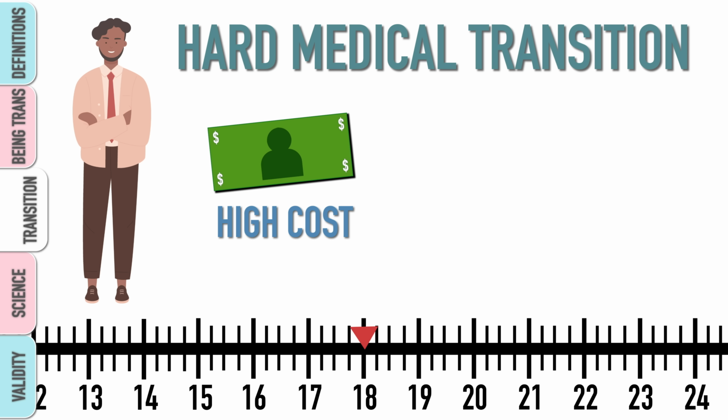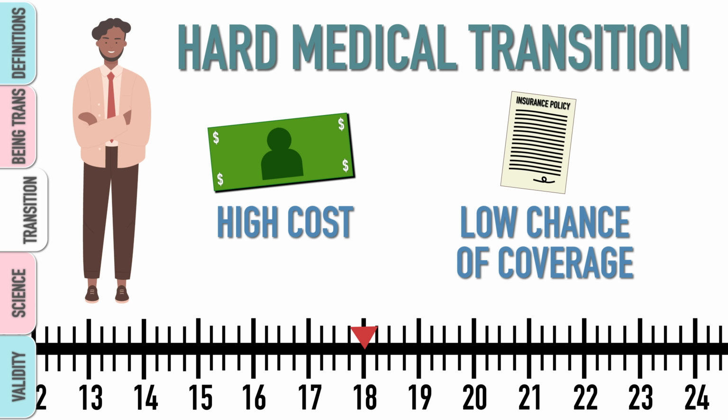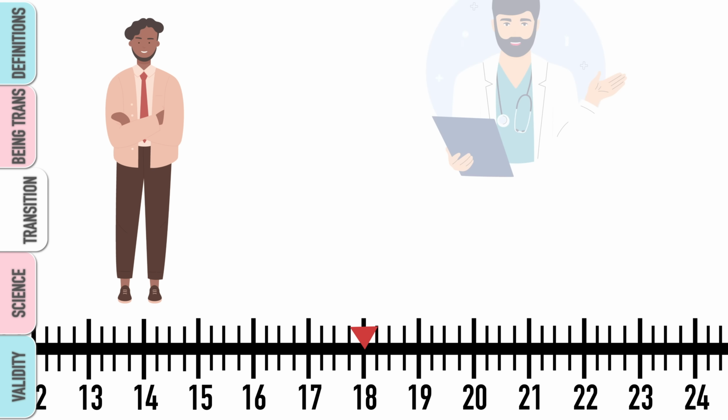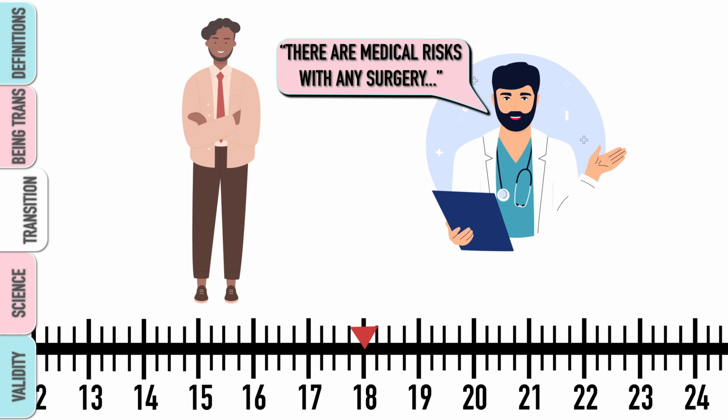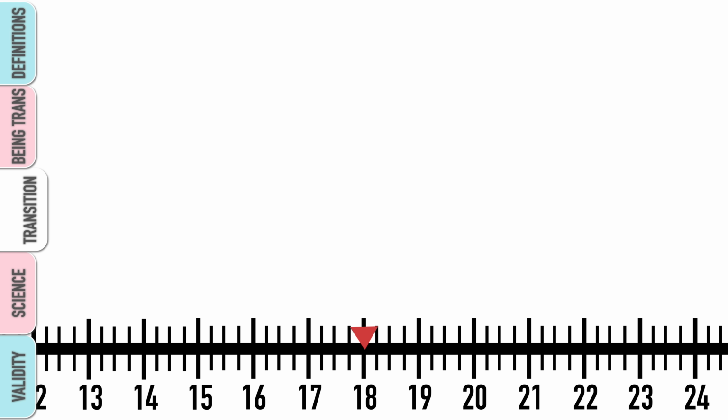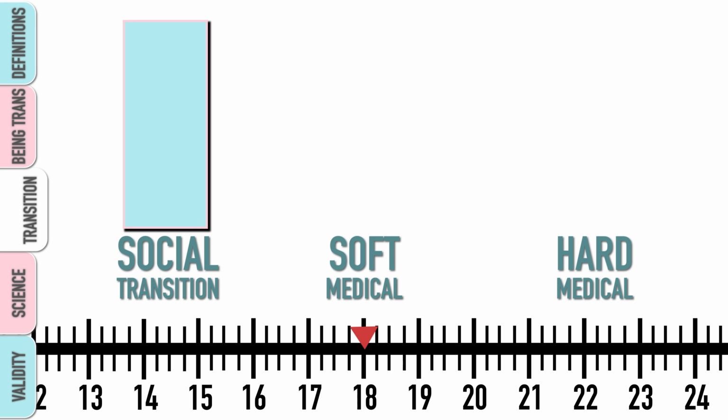It should be noted that these surgeries can cost tens of thousands of dollars, which many insurance providers do not cover. Before any surgery, doctors will discuss with their patients the medical risk involved in any surgery. Because of these risks and cost, many transgender people decide to only socially transition, and even for those that begin medical transition with puberty blockers or HRT, most of them choose to never get any surgeries at all.